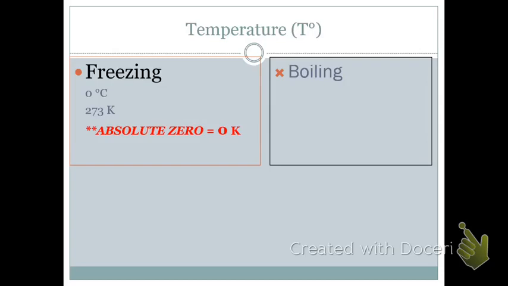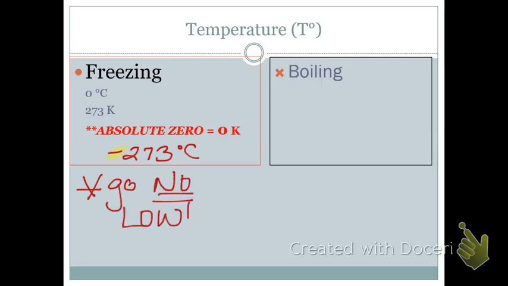And absolute 0 is what we call 0 Kelvin. This is where all movement stops. At absolute 0, it is the same as a negative 273 degrees Celsius. Put a star or something. You can go no lower than negative 273 degrees Celsius and 0 K. You cannot go any lower in temperature.